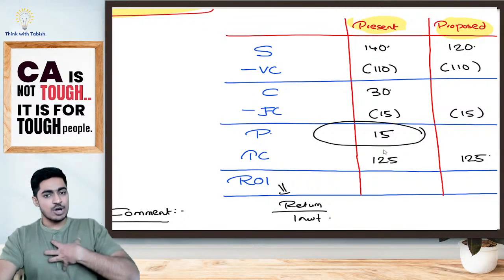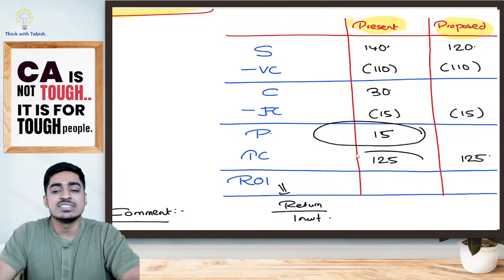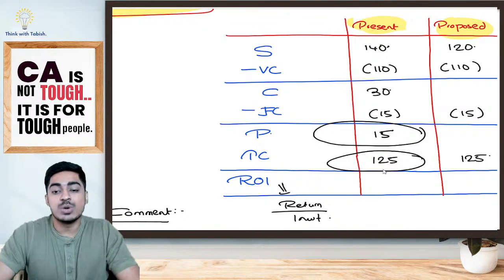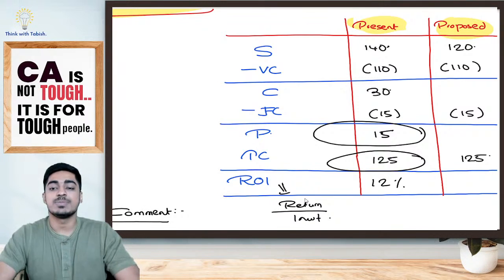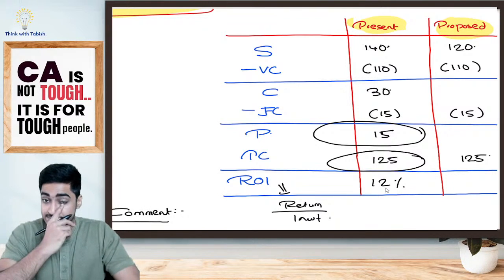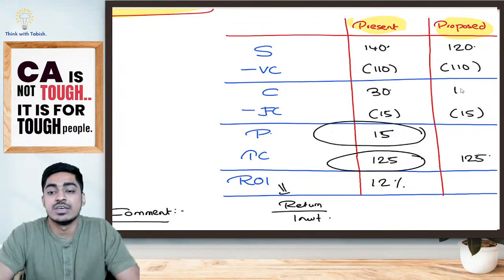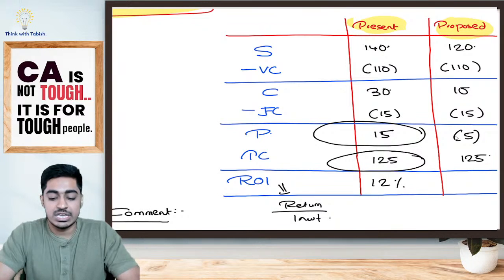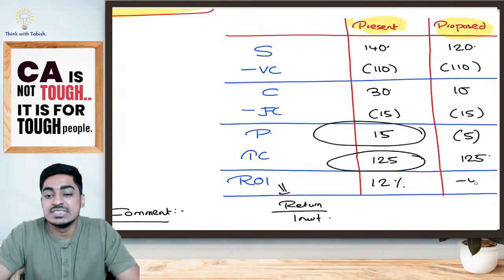What is our investment? How much is the total amount we have invested? Total cost 15 divided by 125. Yes, it is 12%. At present, we are earning 12%. But in the proposed case, if the transfer price is 120, contribution will be 10. Minus fixed cost of 15, profit will be minus 5. So it will be minus 4 percent.